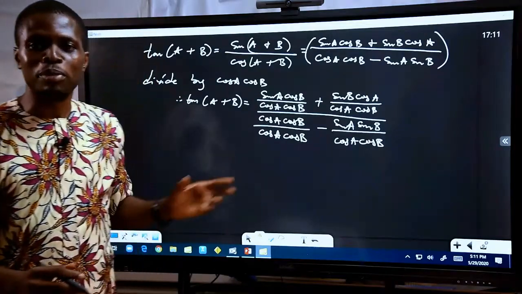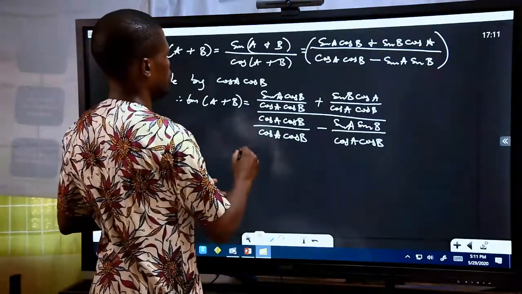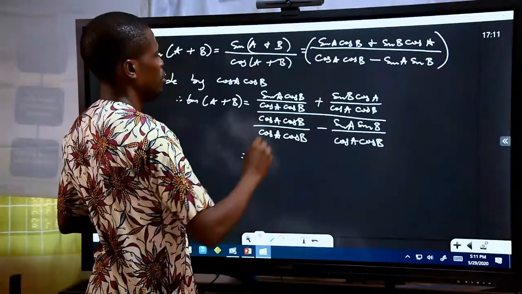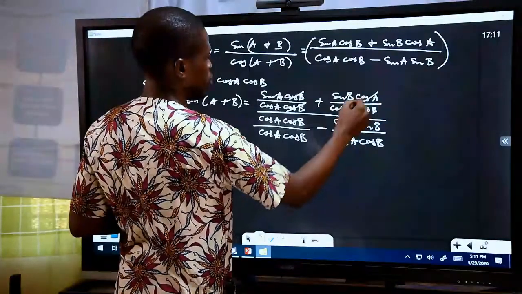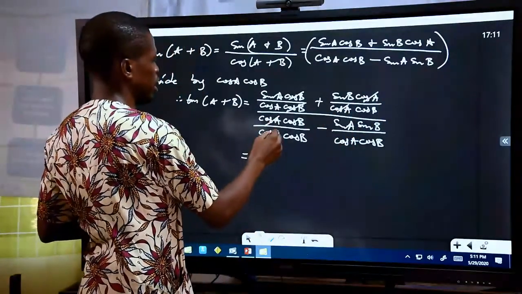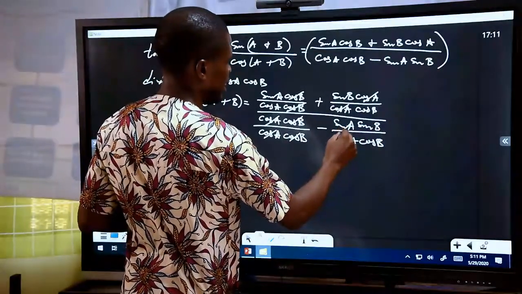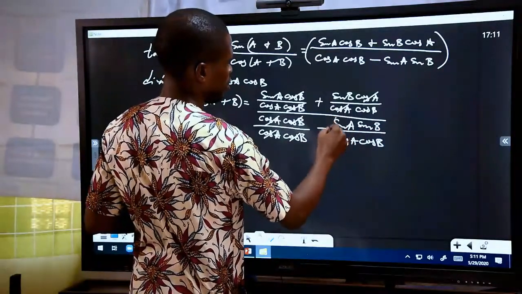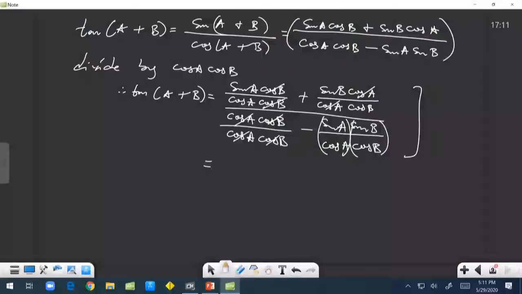So we simplify this expression. When we simplify this expression, what are we going to arrive at? Look at it very well. We have this, we cancel this. And this, we cancel this. This, we cancel this. And also in this case, sine A and this, we can take them together. Recall that tan theta is sine theta over cos theta.